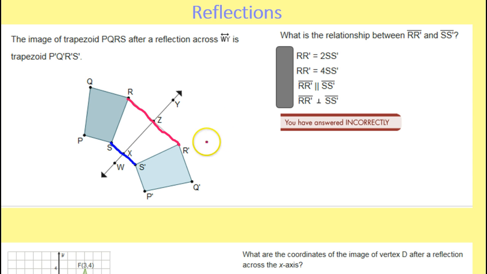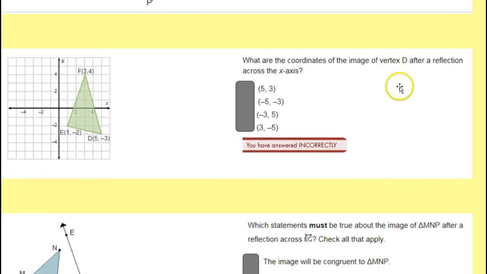Okay, so we sort of talked about this above. These two should be parallel. They're both going to be perpendicular to the reflection line, so they should be parallel to each other. That's what I'm looking for. RR prime is parallel to SS prime. Boom! There you go. Let's keep going.